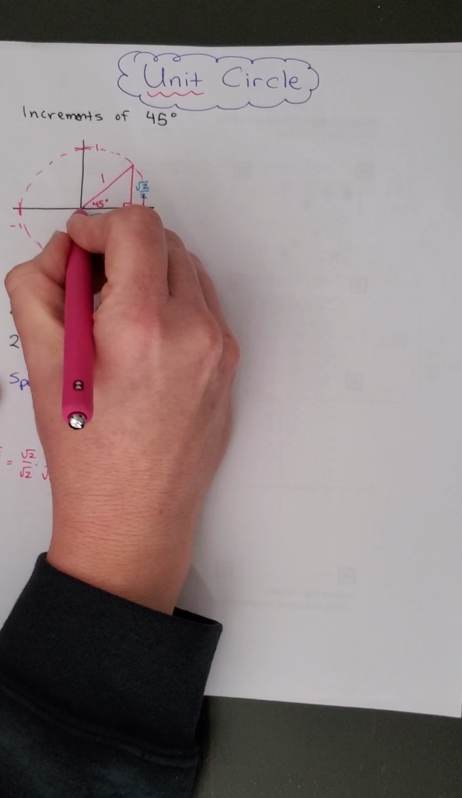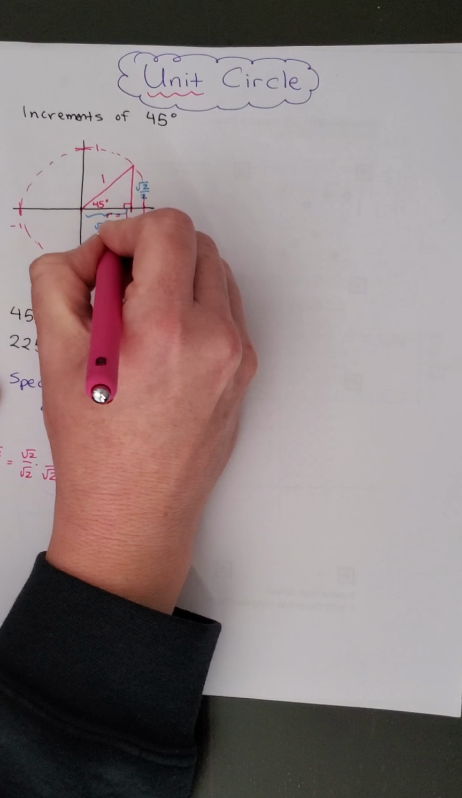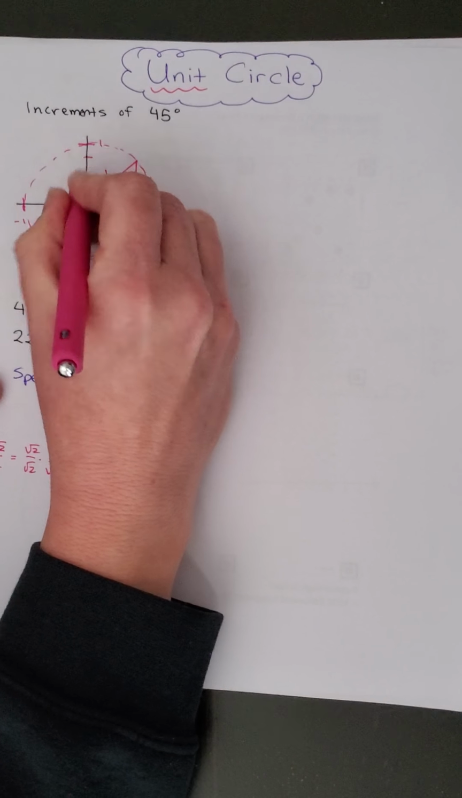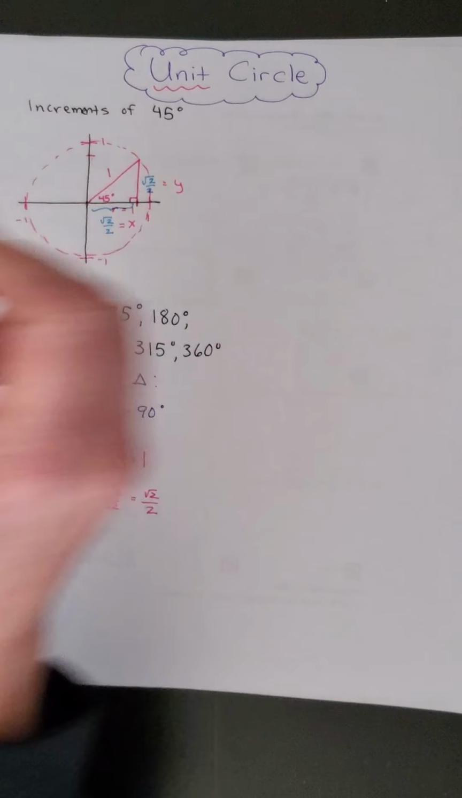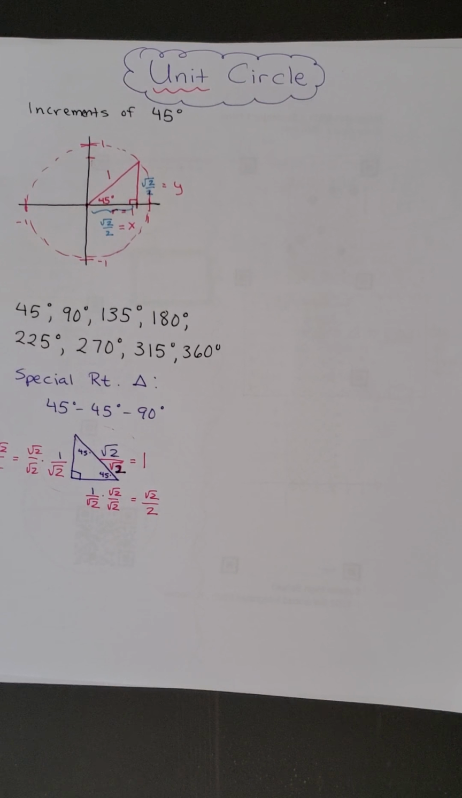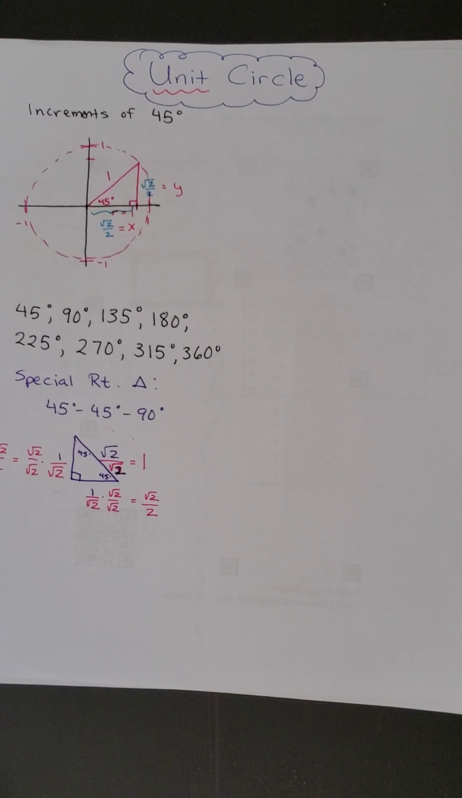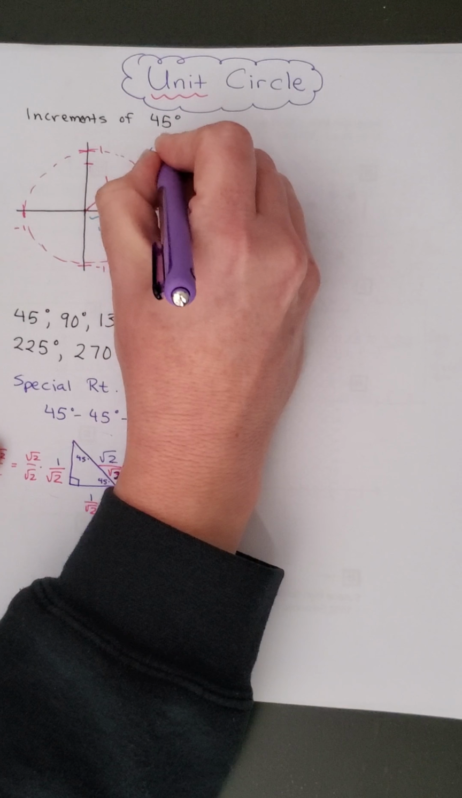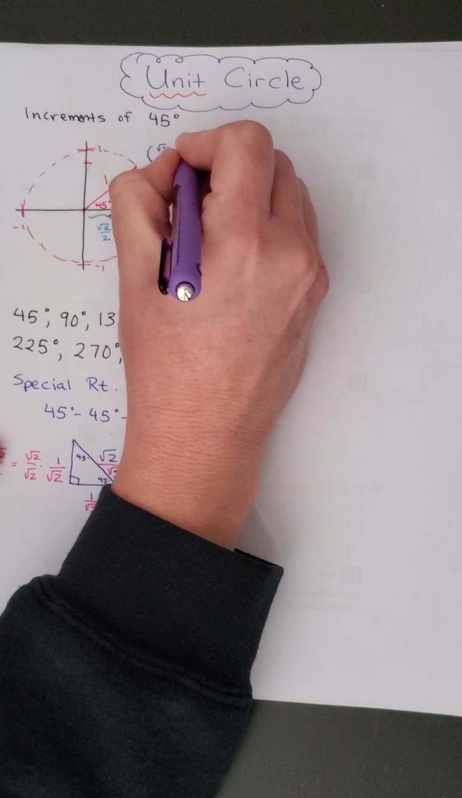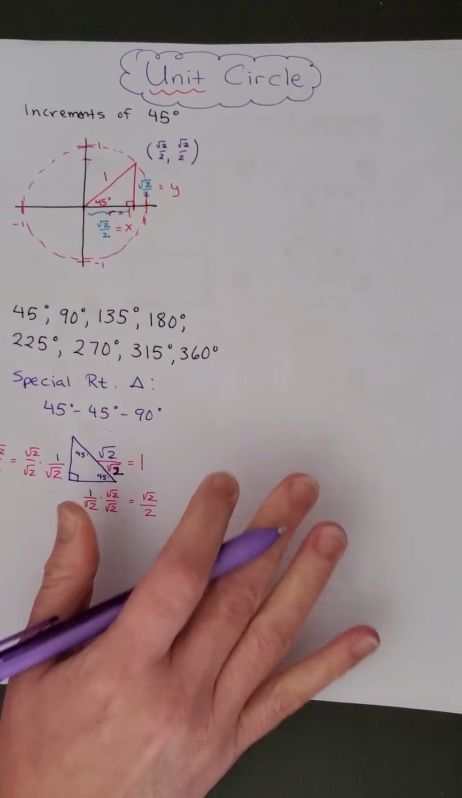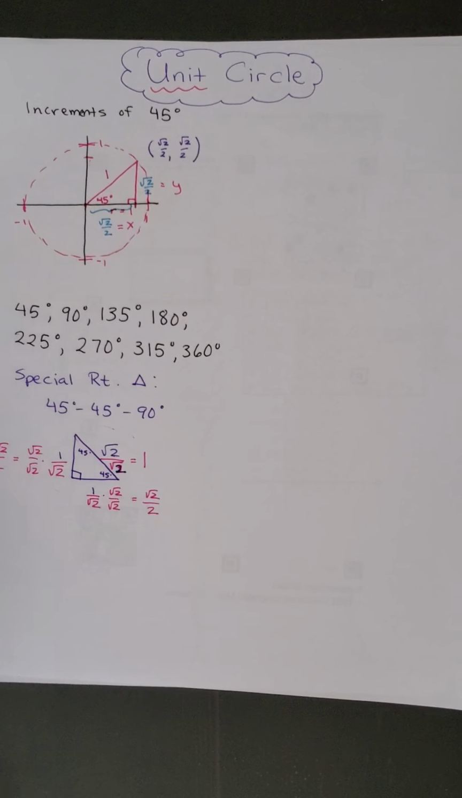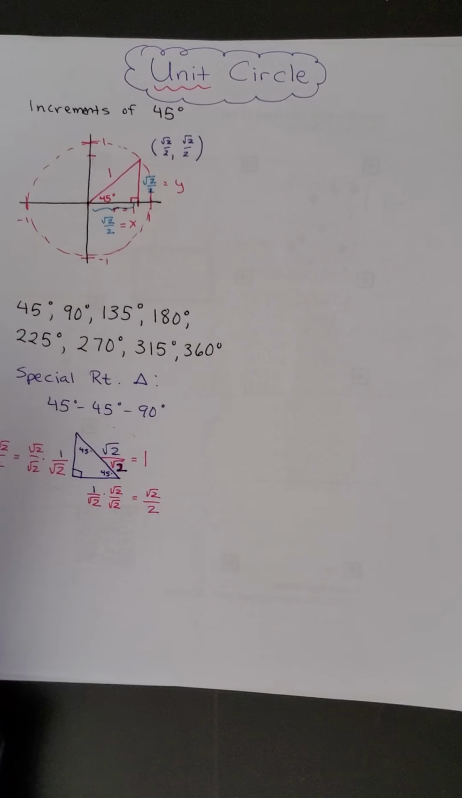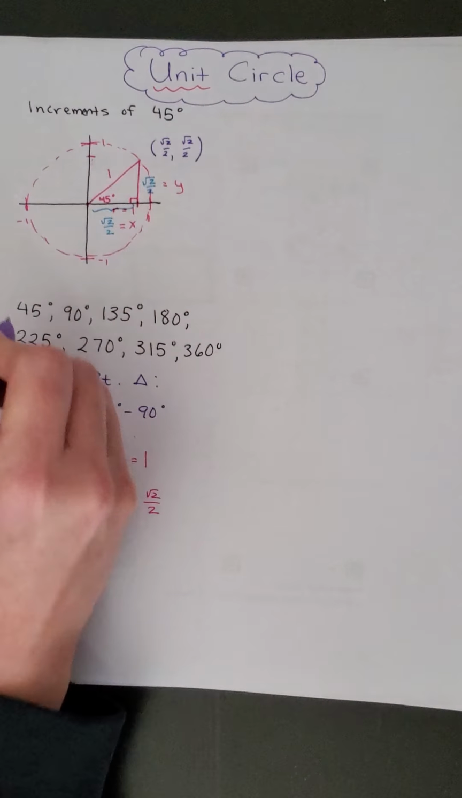This value from here to here is called our x value. And this value from here to here is our y value. It doesn't matter in this case because they're the same, but it will for increments of 30 degrees. So the value here for x is square root 2 over 2, and for y is square root 2 over 2. But we really haven't talked about sine or cosine or tangent yet. We'll get into that.